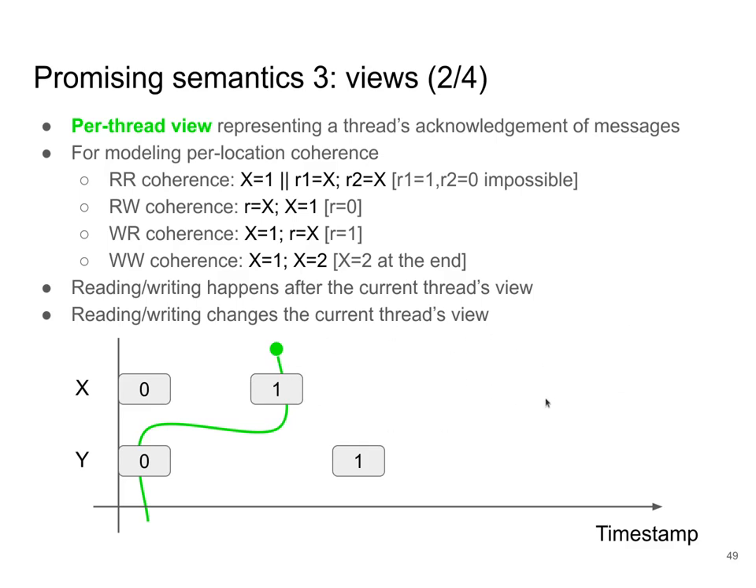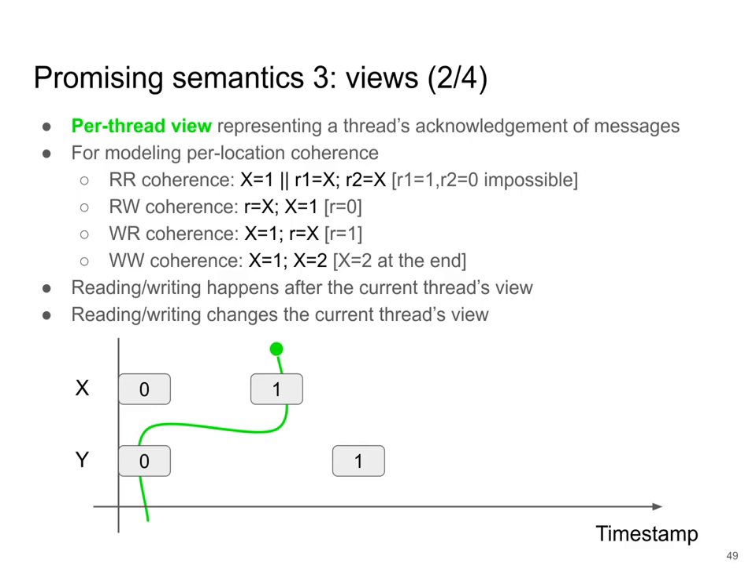On the other hand, reading and writing changes the current thread's view. So if y's view is here, and the thread is reading this message, y equals 1, then the view is updated. It is no longer pointing to this. After execution, it is now pointing to this message. So the view is also changed, and the view constrains the future behaviors. So it is intertwined with the execution of a thread, effectively taming the relaxed behaviors and ordering instructions when necessary.